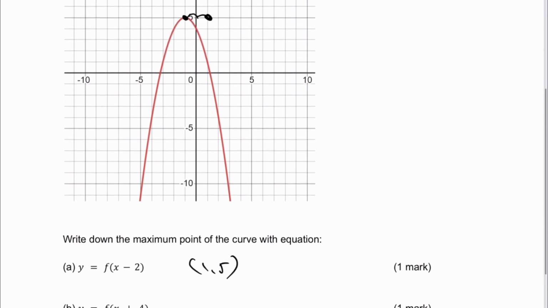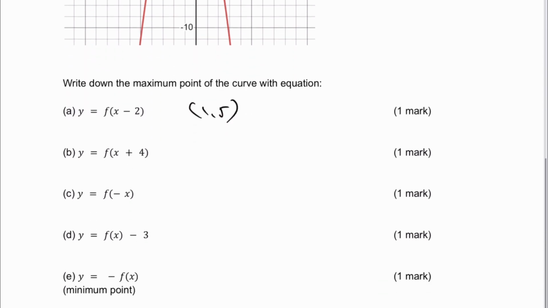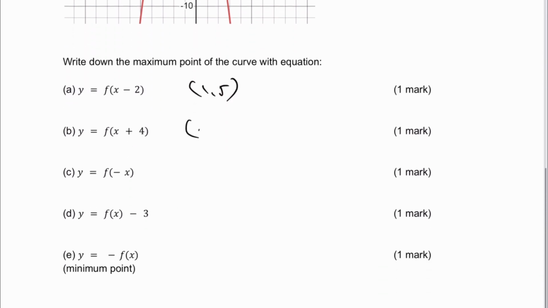Okay, let's have a look then at the function of x plus 4. If we go back to our graph again, well, in this particular case now we're going to move in the opposite direction. So that's going to mean then that if I move the maximum point back 4 places, 1, 2, 3, 4, it's going to go to here. So the coordinate of that particular point is going to be minus 5.